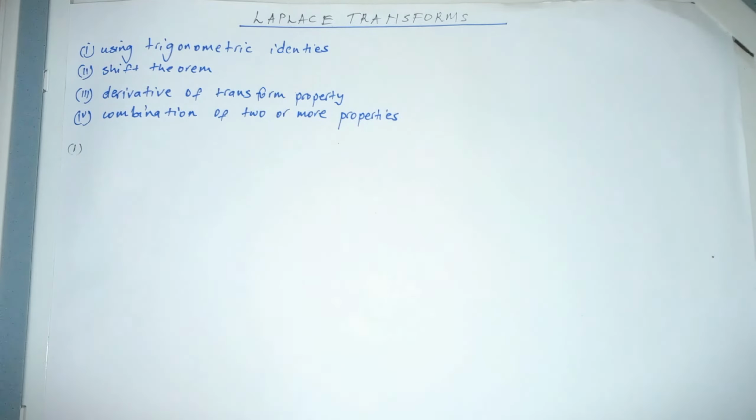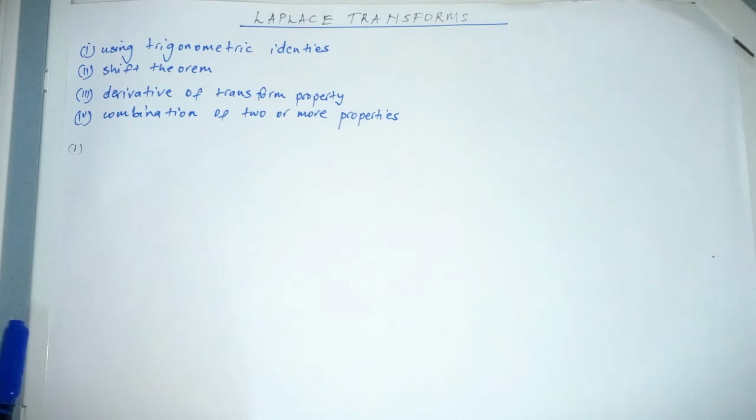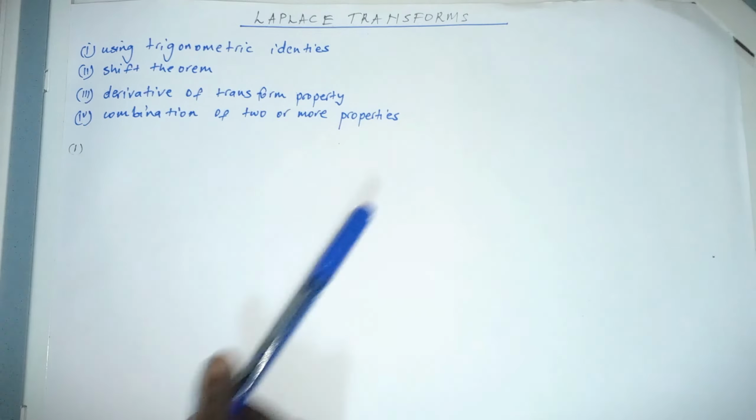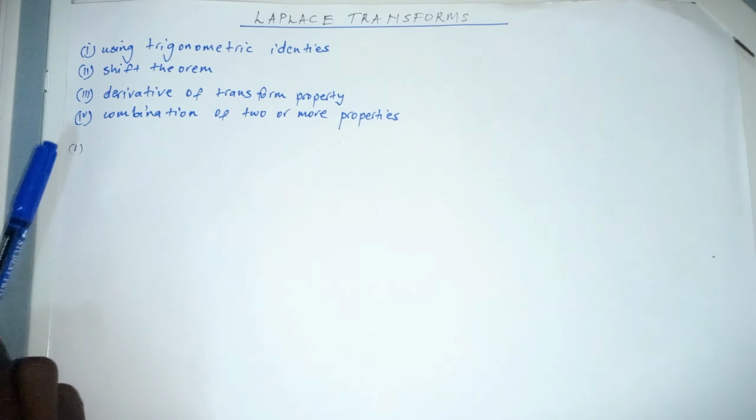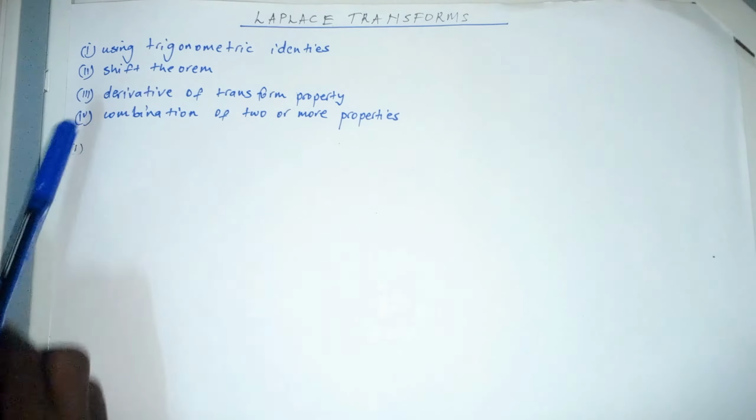Okay, so I want to evaluate the Laplace transform for the functions which I'm going to write here. I'm going to use trigonometric identities in order to evaluate Laplace transforms of functions, and I'm going to use the shift theorem, and I'm going to use the derivative of transform property, and on the last part, I'm going to find Laplace transform using the combination of these theorems.